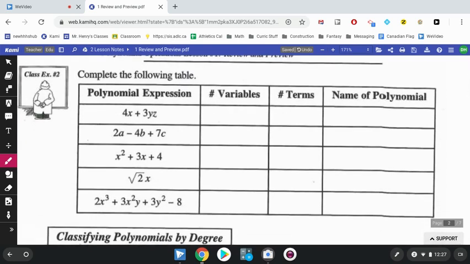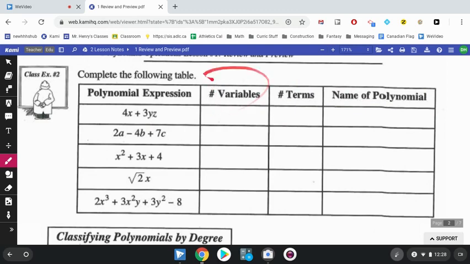Complete the following table. Okay, let's talk about a few things, and I will allow you to pause the video at a certain point here and try it on your own. 4x plus 3yz, that is my polynomial. I'm going to go through this table, and I'm going to categorize a bunch of things. And I'll give you tables like this. We'll do a few examples, and I'll ask maybe different things each time.